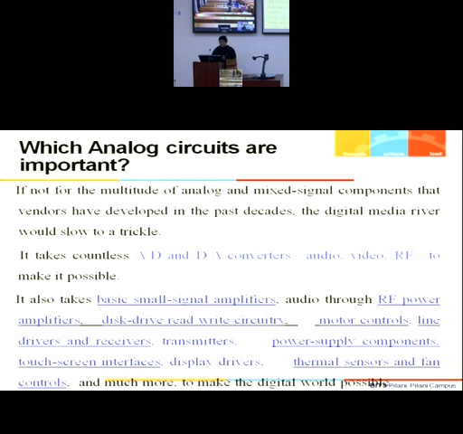Okay. So as I said, so many audio, video, RF applications make our daily life routine very simple and electronically controlled. This slide shows many applications that are mainly analog in nature: small signal amplifiers, RF power amplifiers, disk drive read-write circuitry, motor controls, line drivers, receivers, transmitters. These are all mainly analog in nature. So this slide just shows that you cannot live without analog.